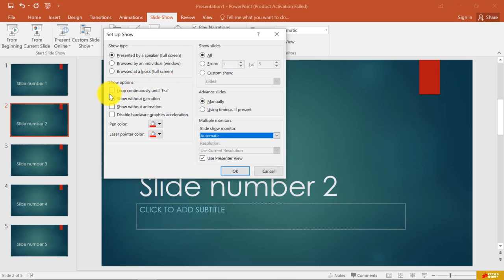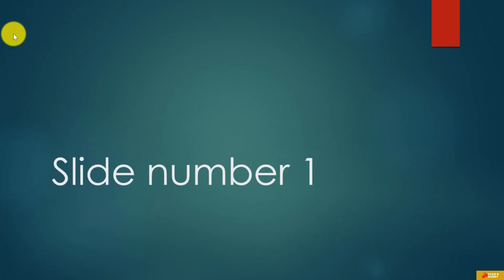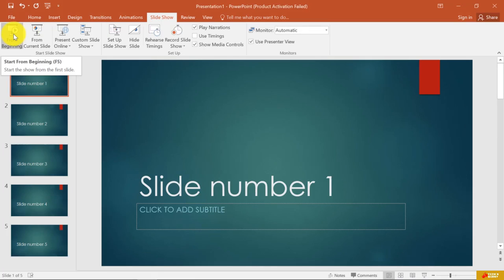The first option you'll see is Loop Continuously Until Esc. What that means is it will loop continually. If I click on Escape, then it will end the slideshow. For example, if I check this mark and click on OK and play my slideshow, and go to the second slide, then third, fourth, fifth. In my presentation there are only 5 slides. After that it should end the slideshow, but if I click next, instead of ending the slideshow, it will move to the first slide again, and if I click on Escape, it will end the slideshow.